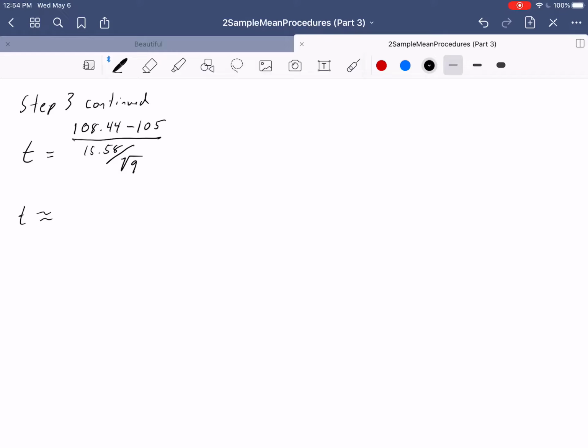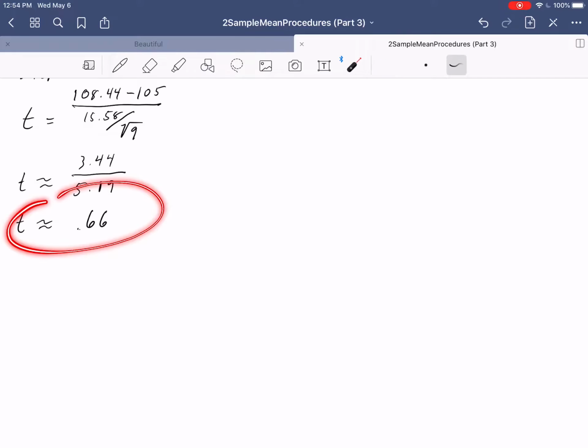108.44 minus 105 is 3.44, and then divide by 15.58 divided by the square root of 9. Looks like we should get 5.19. Then go ahead and do that division. 3.44 divided by 5.19. Looks like we should get t being approximately 0.66. Okay, so that is our test statistic.